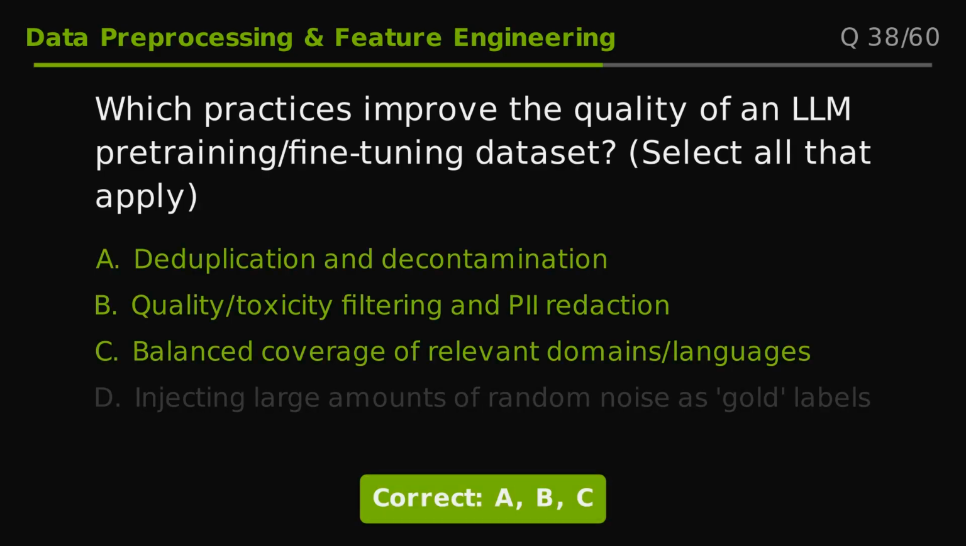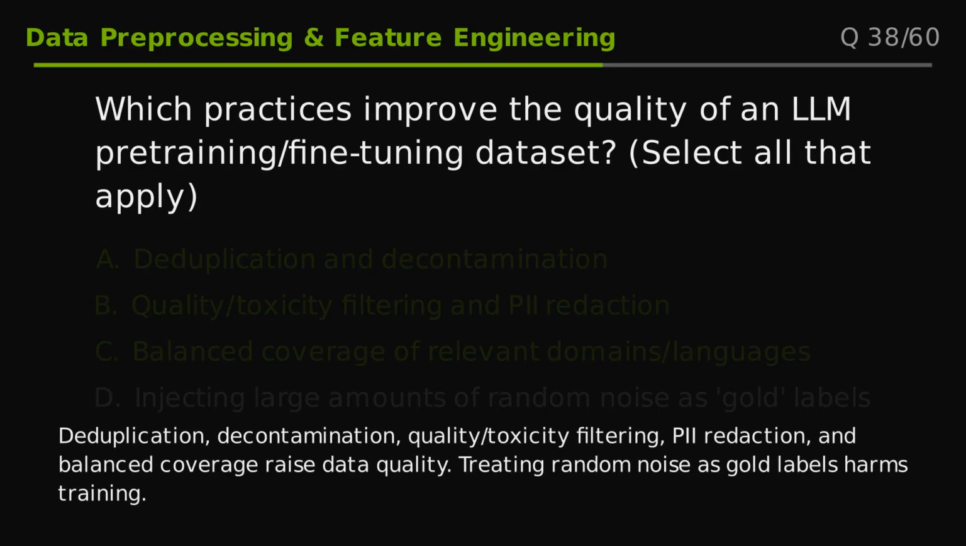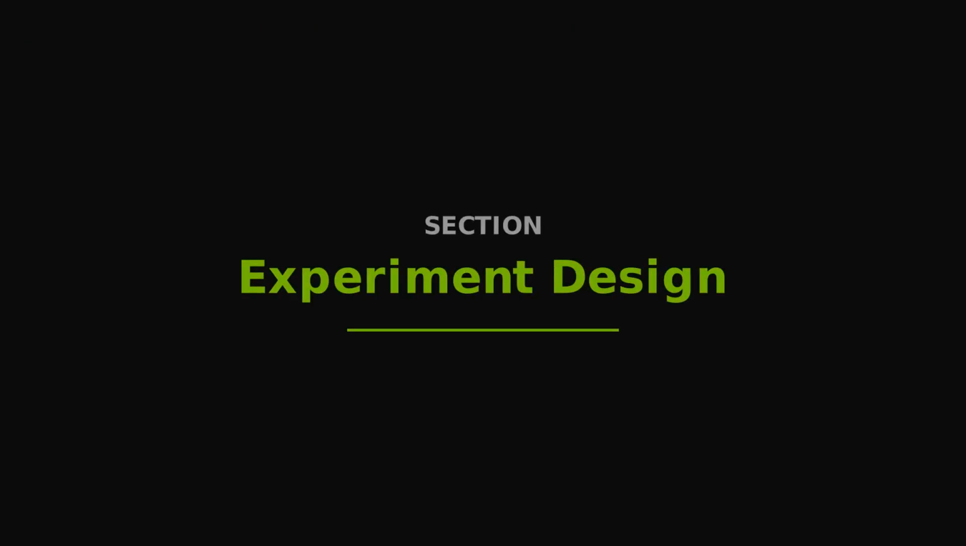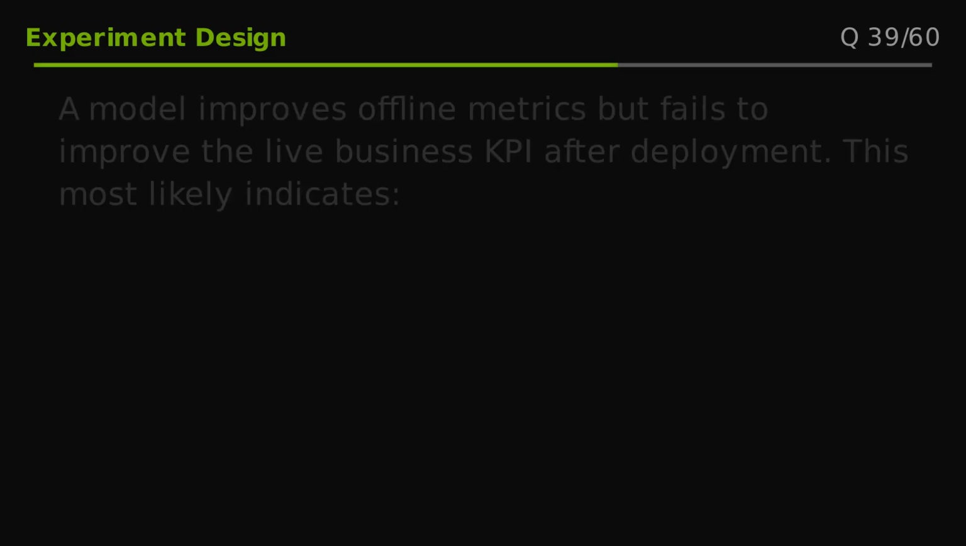The correct answers are A, B, and C. Deduplication, decontamination, quality and toxicity filtering, PII redaction, and balanced coverage raise data quality. Injecting random noise as gold labels harms training. Next section: experiment design.